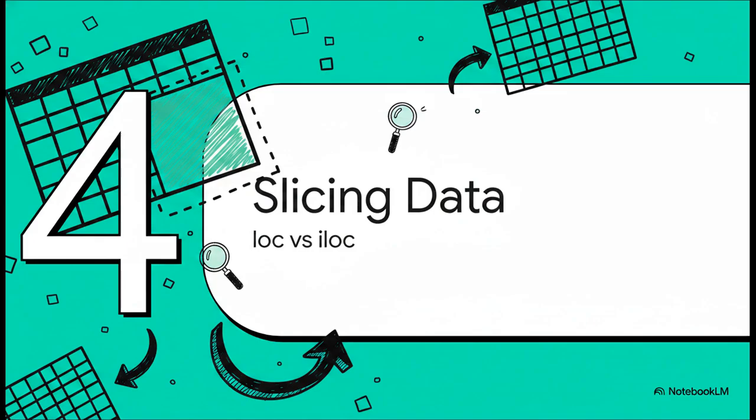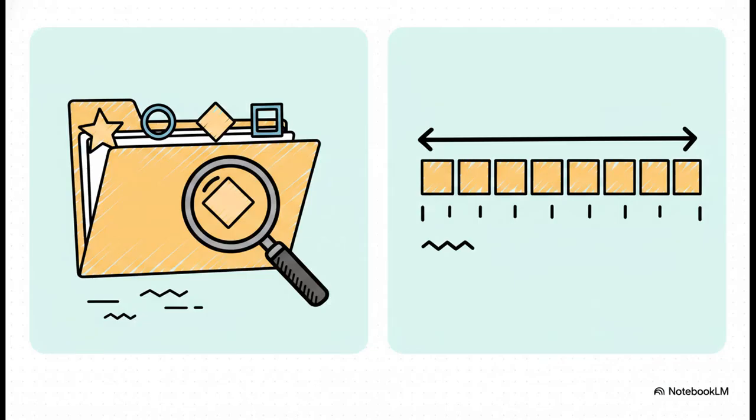Loc versus iloc. Let's clear up what is probably the absolute most common beginner confusion out there: .loc versus .iloc. If you want to grab data by its explicit label, like row A, you use .loc, and because it uses labels, asking for A to C brings you A, B, and C. It actually includes the endpoint.